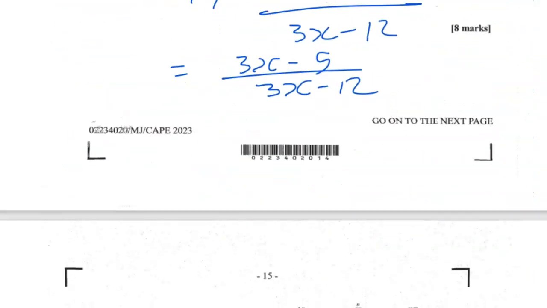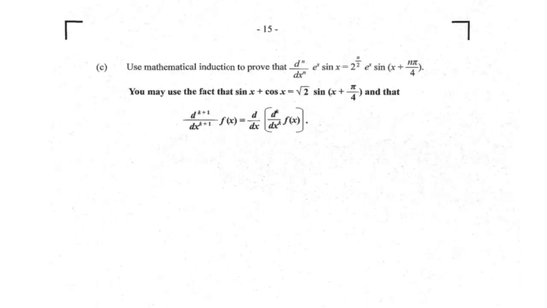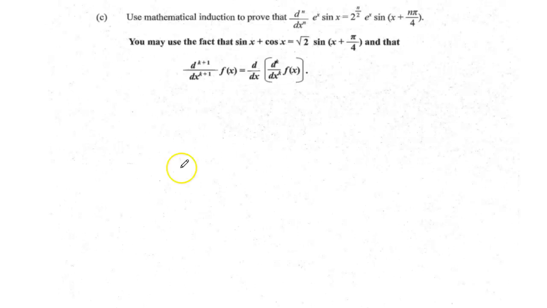Let's move on to part C. Use mathematical induction to prove that the nth derivative of e to the x times sine x equals 2 to the n over 2 times e to the x sine of x plus n pi over 4. And we're given some identities that we can use: sine x plus cos x is root 2 sine of x plus pi over 4.